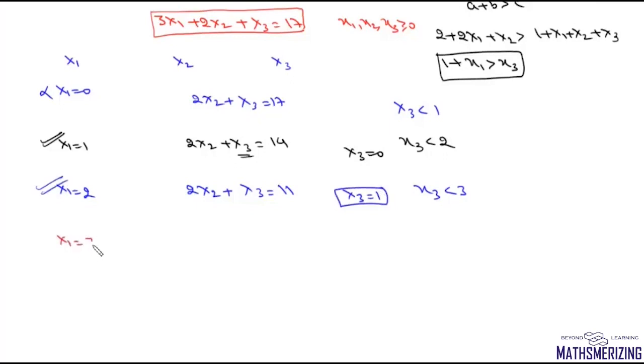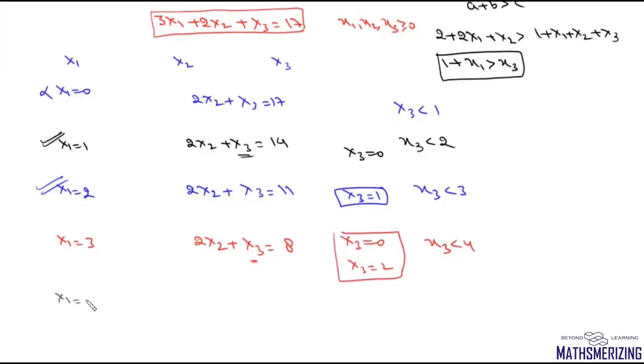Now we'll take x1 as 3. Then it will be 2x2 plus x3 equals 8, where x3 is less than 4. Now here x3 has to be an even number. So we have two values of x3 possible: either x3 is 0 or x3 is 2. So it will give us two more triangles.